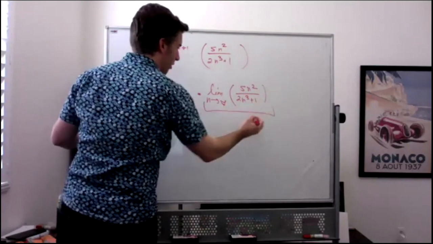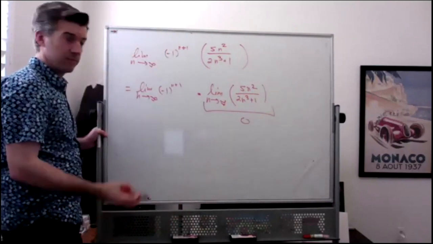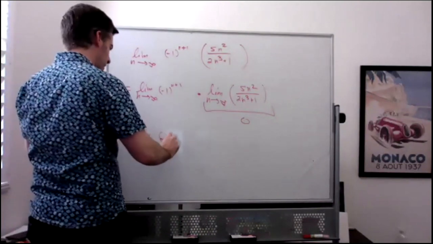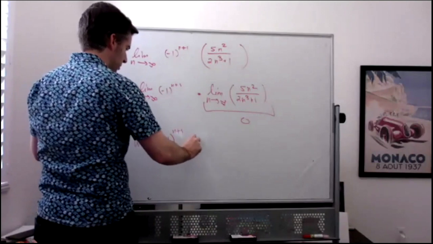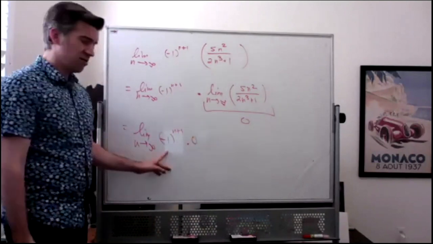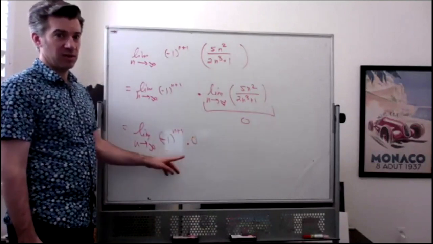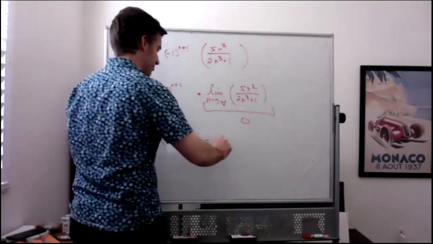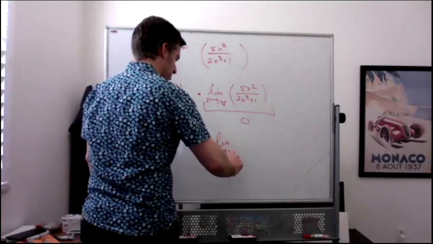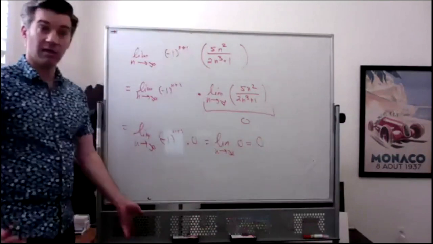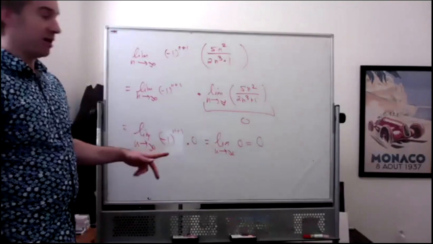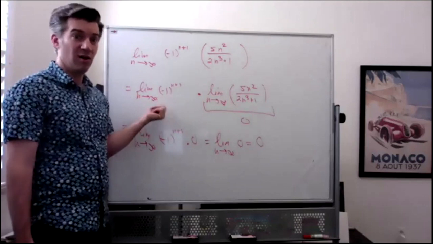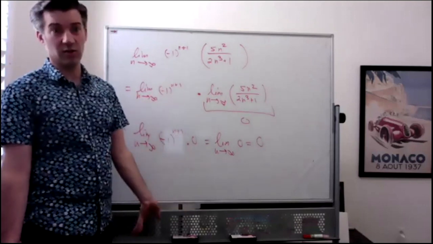But we know this is 0, right? So I have the limit as n goes to infinity of -1 to the n plus 1 times 0. What's -1 to the n plus 1 times 0? 0. So it's the limit of 0, which is 0. So that's the thing: this part's going to 0, and this part's either just 1 or -1. And whether it's 1 or -1, when you multiply it by 0, it's still 0.